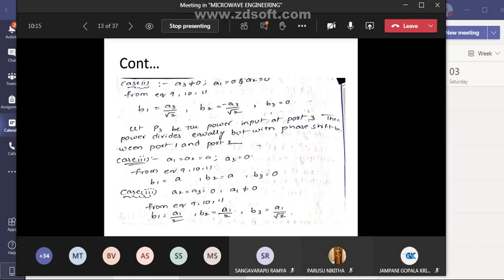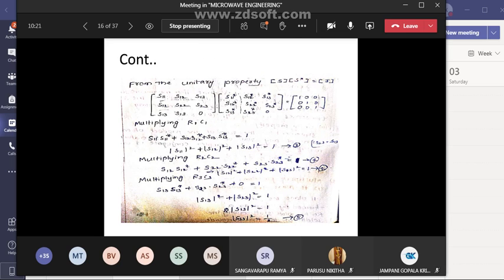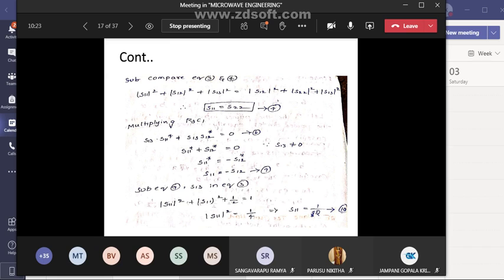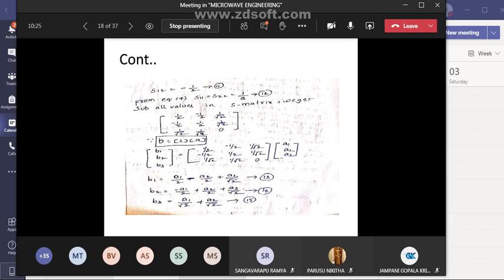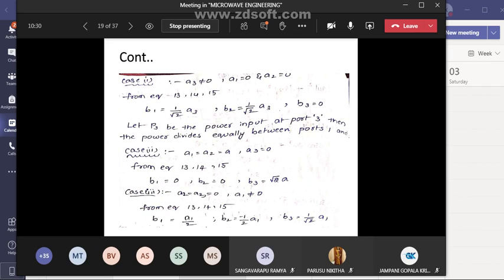H plane T junction is formed by cutting a rectangular slot along the width of the main waveguide and attaching another waveguide. The side arms are called H arms. H plane T consists of 3 ports: 1, 2 and 3.